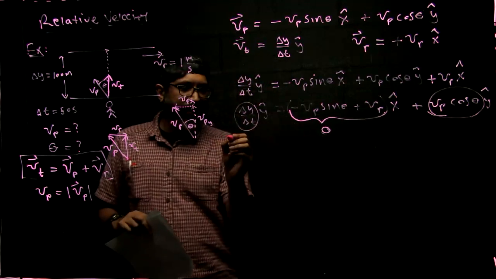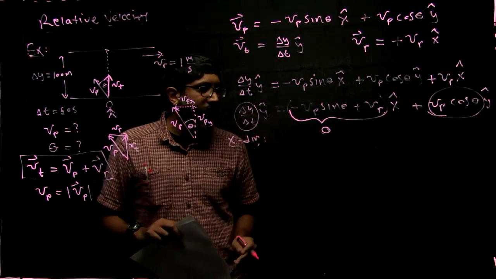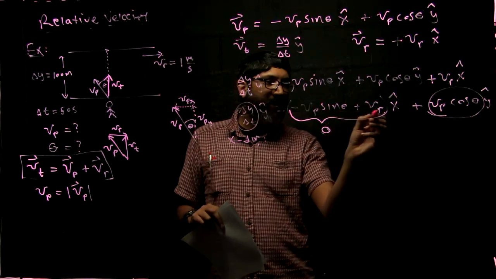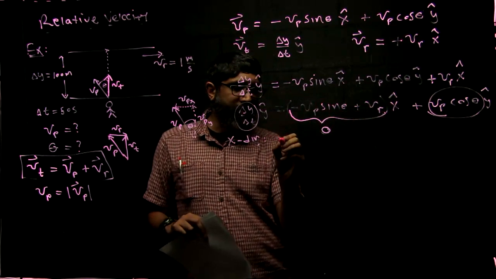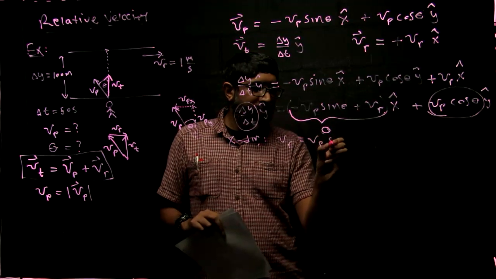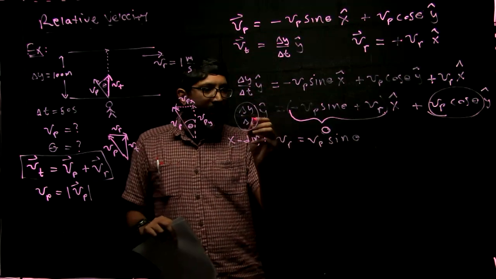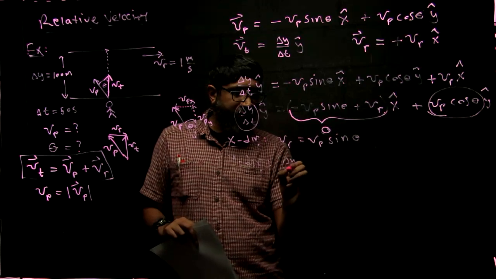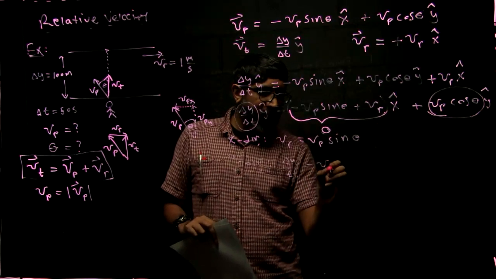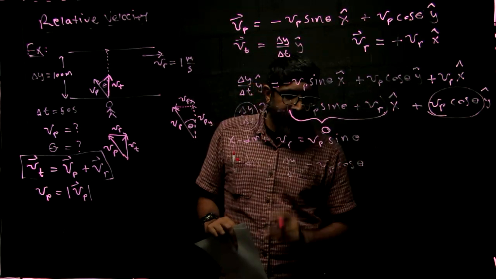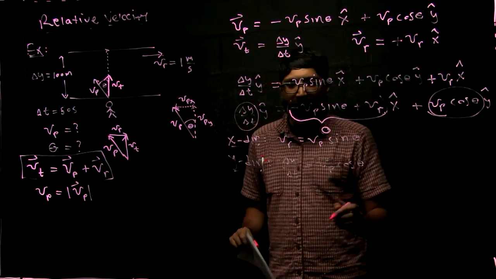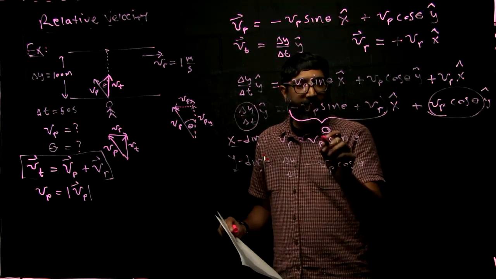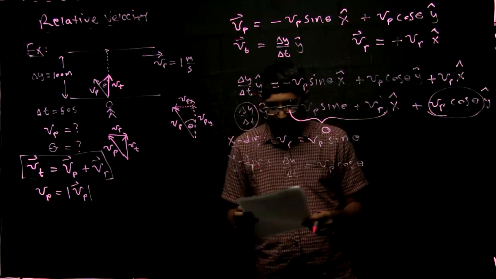So I have two equations. In the x direction, I have that this thing needs to be 0. Well, what does that mean? That means that V_R needs to be equal to V_P sine theta. So I have V_R equals V_P sine theta. In the y direction, I have delta y over delta t equals V_P cosine theta. Now I have two equations and two unknowns. My two unknowns are V_P and theta, and these are my two equations.